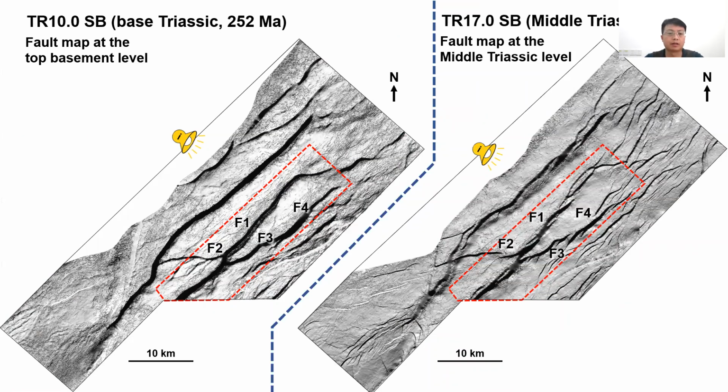So our studied area is on the Intermediate terrace. We use this high-resolution 3D seismic data to map the base Triassic. We can see F1 to F4 basement-involved faults that are relatively continuous at the base Triassic level. However, these four faults actually become less continuous, and they become segmented at the mid Triassic level.